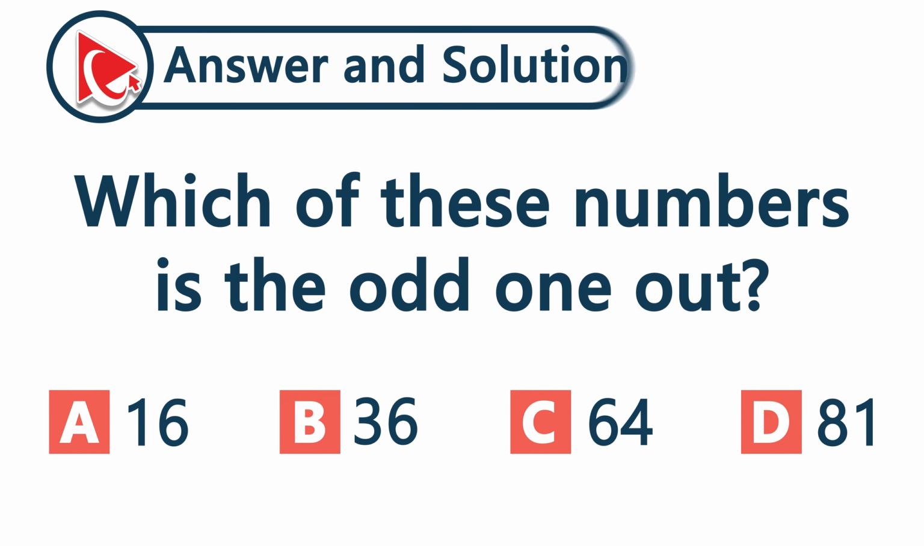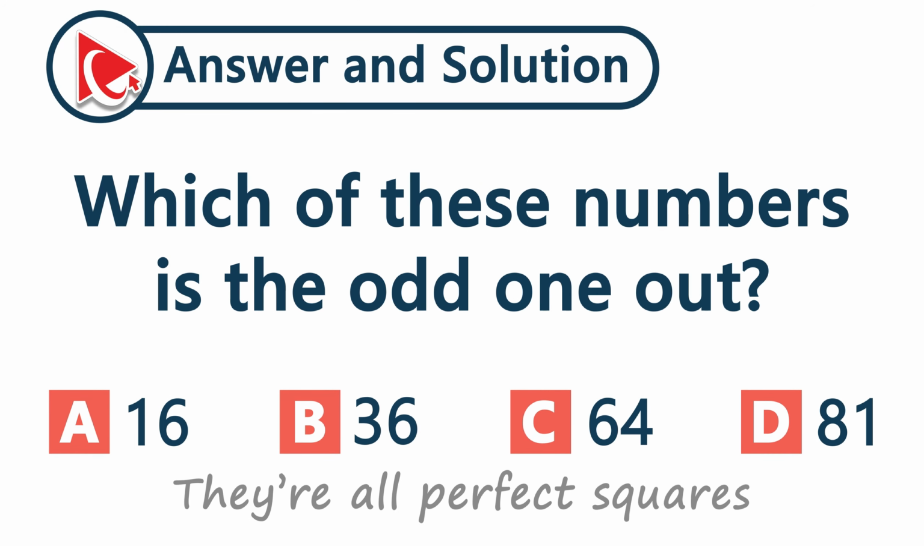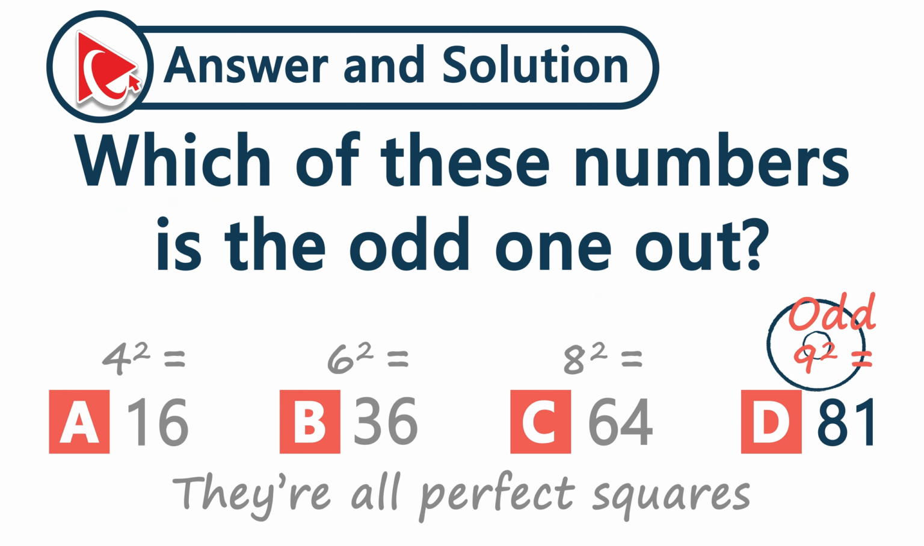Let's think what those numbers have in common. They are perfect squares, which means each one can be written as a number times itself. So far so good, right? But there's a twist. Let's dive deeper. 16 is 4 squared, 36 is 6 squared, 64 is 8 squared, and 81, that's 9 squared. Notice anything? That's right, only 81 is the square of an odd number. The others, all even roots. So the final answer is choice D, 81.